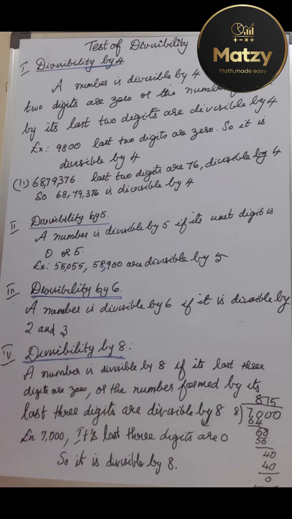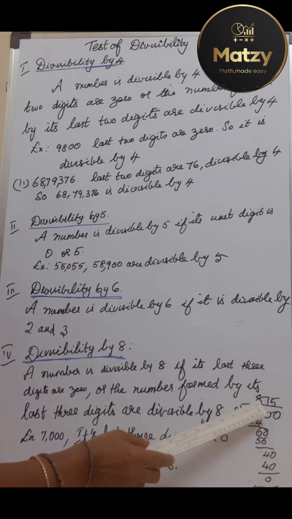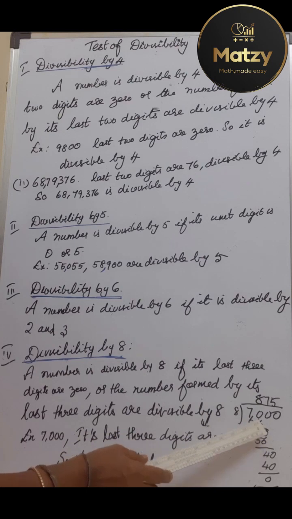A number is divisible by 8 if its last 3 digits are 0 or the number formed by its last 3 digits is divisible by 8. I am taking one example, 7,000. See, what are the last 3 digits? 0, 0, 0. Now divide it by 8. 8 times it is going, 8 8s are 64.